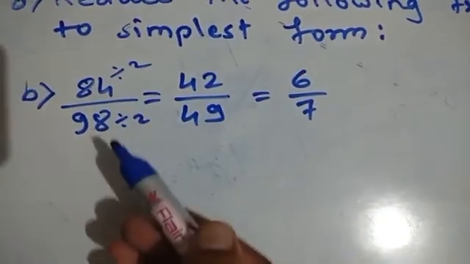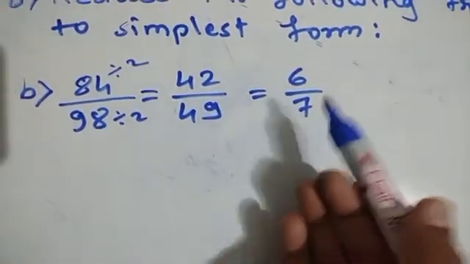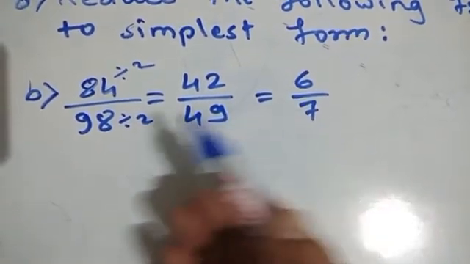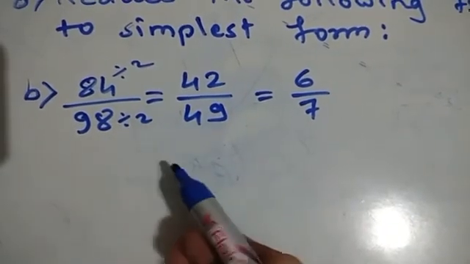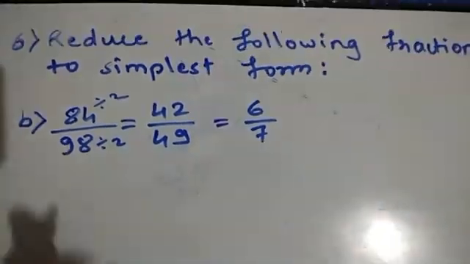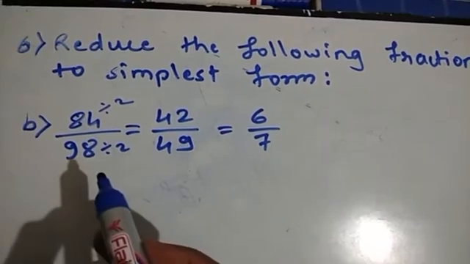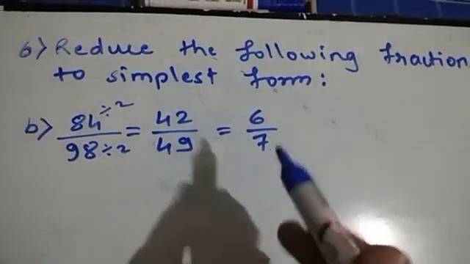So directly this lowest form we can get with the help of HCF also. And 14 is the HCF. When we divide 84 upon 98 by 14, we will get the same answer, that is 6 upon 7.